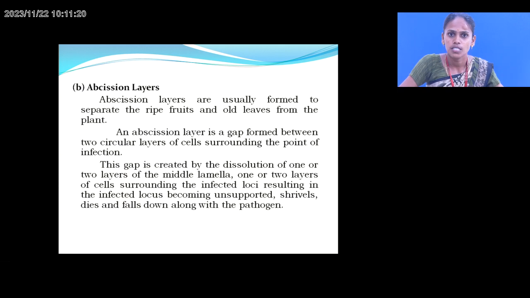The second one is the abscission layer. The abscission layers are usually formed to separate the ripe fruits and old leaves from the plant. An abscission layer is a gap formed between two layers of the cells surrounding the point of the infection. This gap is created by the dissolution of one or two layers of the middle lamella, and one or two more layers of cells surrounding the infected locus become unsupported. It dies and falls down around the pathogen.